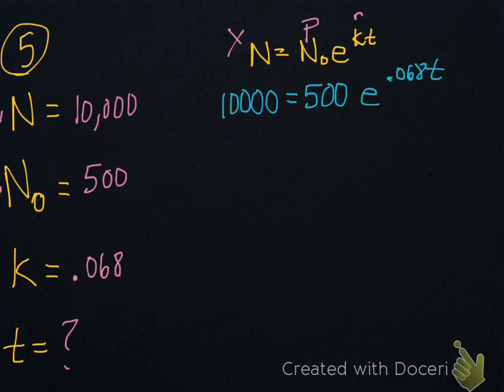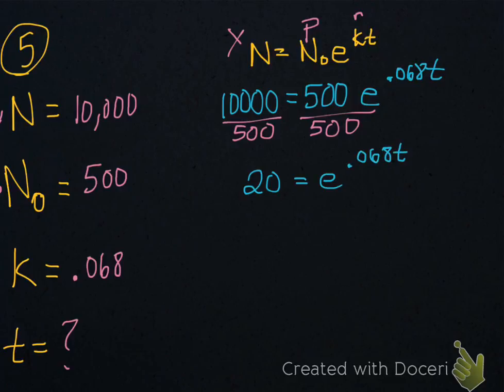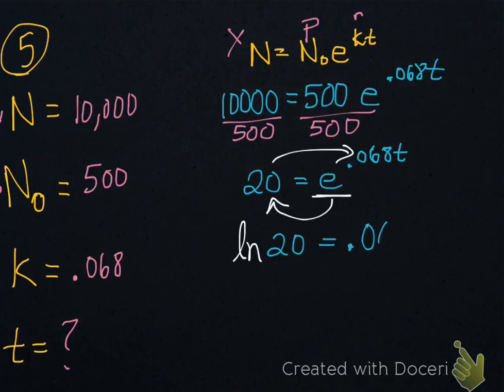See, it looks exactly the same as the last problem. We divide by 500. What's 10,000 divided by 500? It's 20. So I have 20 equals e to the 0.068t. Now remember, to solve for the exponent, I have to turn it into a log. I start with my base. Well, my base is e, so that makes it a natural log. Go across the equal sign. ln of 20, and then that's equal to my exponent, 0.068t.